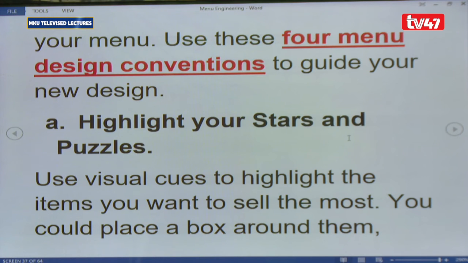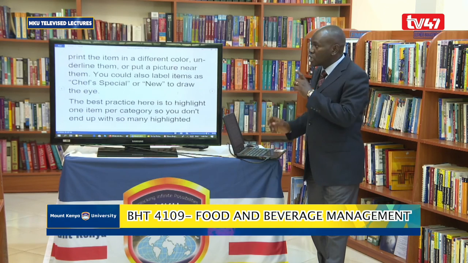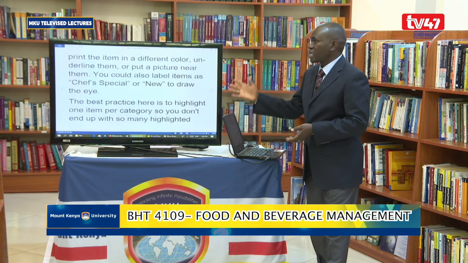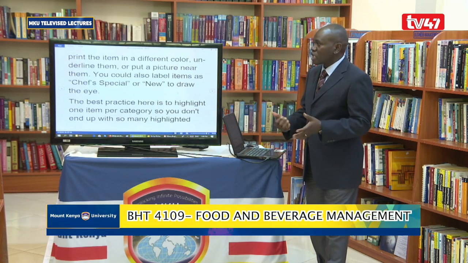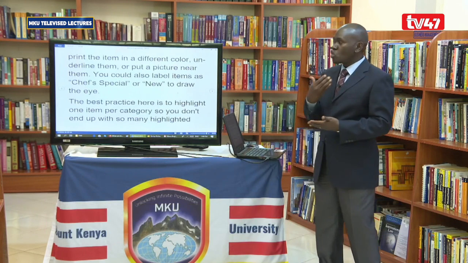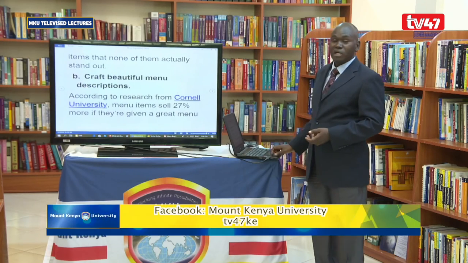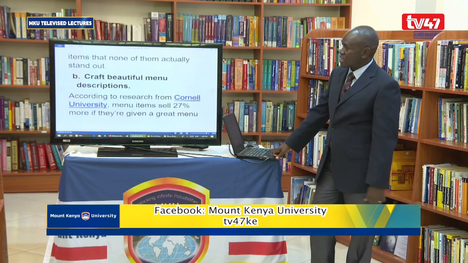And these ones you can either place in a box. You may use some different coloring of the menu card to highlight those kinds of products. You can align them, you can use a picture near them, you can even label them as special or new. All that is meant to draw the eye of the guests towards those particular products. So the best practice here: highlight one item per category, so that you don't end up with so many highlighted products and your menu looks full of color all through.